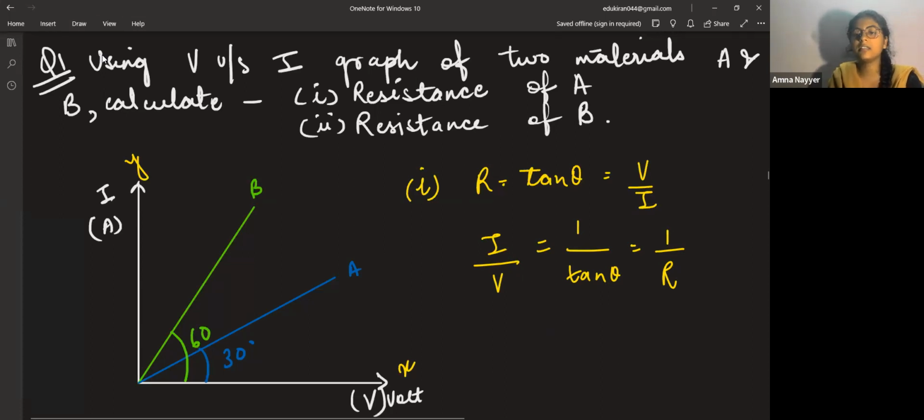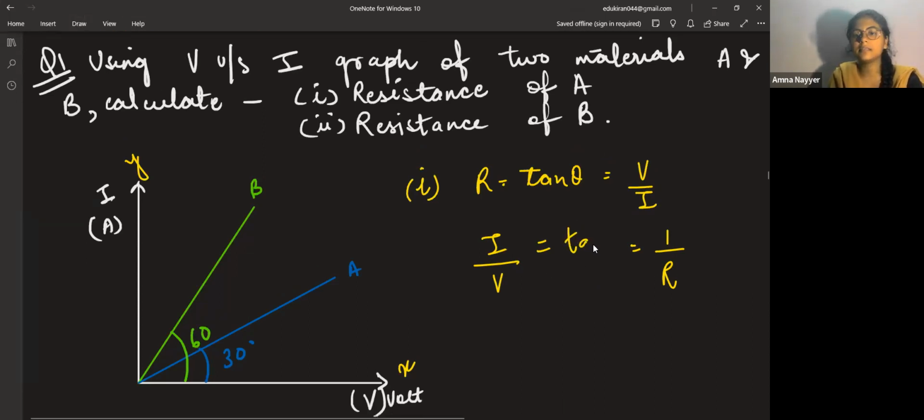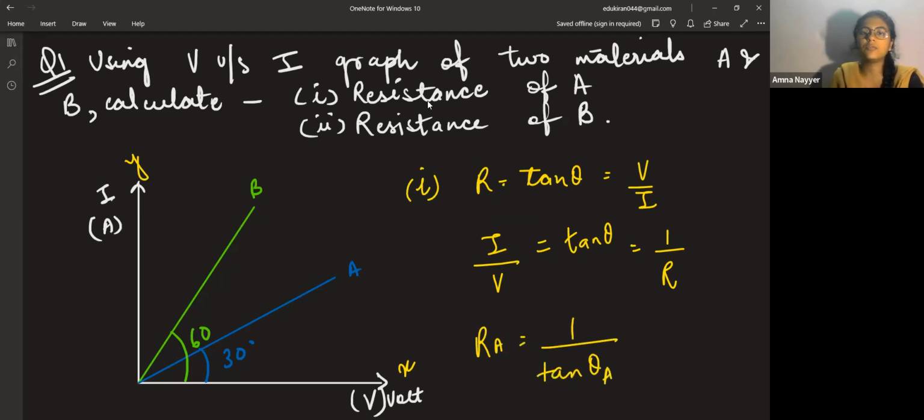So now see, tan theta will give me 1 by R this time for the I versus V graph. So when I'm talking about the resistance of A, this becomes 1 over tan theta A. Resistance will be the reciprocal of it. All right, so resistance of A will be 1 over tan 30 degrees. So the answer, which was supposed to be 1 by root 3, now becomes root 3.